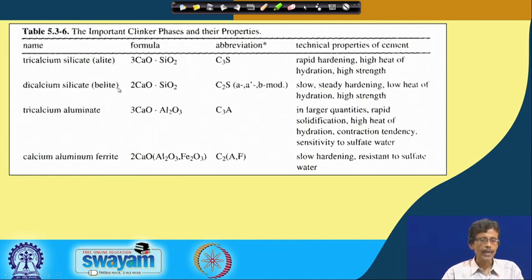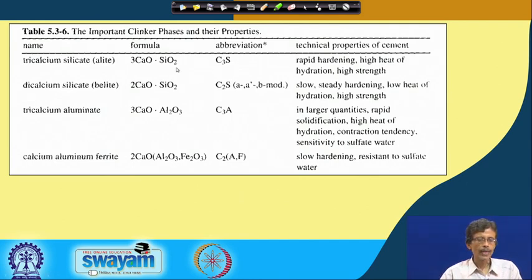When you go for the dicalcium silicate, C2S, only the calcium oxide content is less. It has slow but steady hardening, low heat of hydration and high strength. So, these two both have high strength. The only thing is that it takes more time because of the slow hardening. The hydration technique will be a very important part of your cement inorganic chemistry.